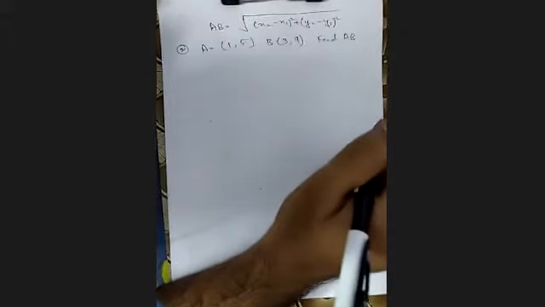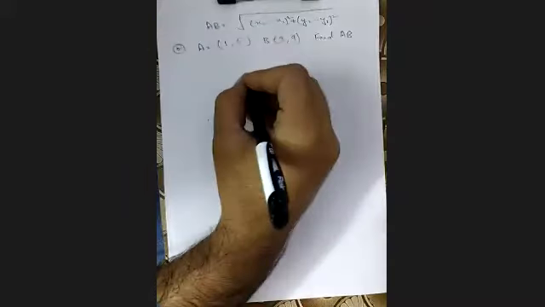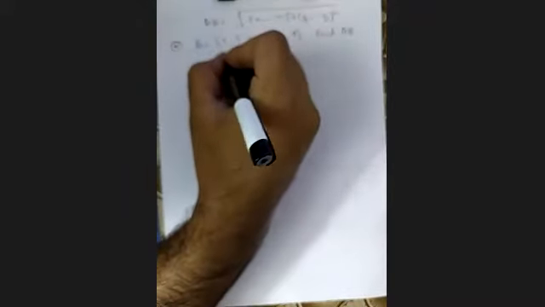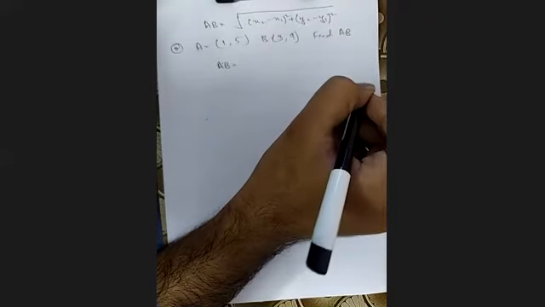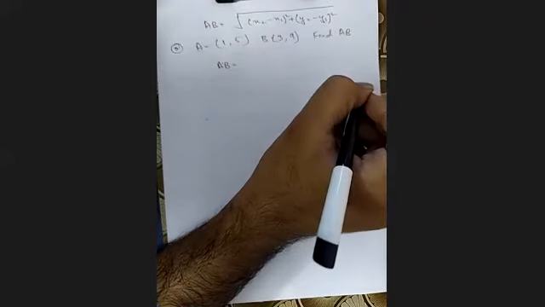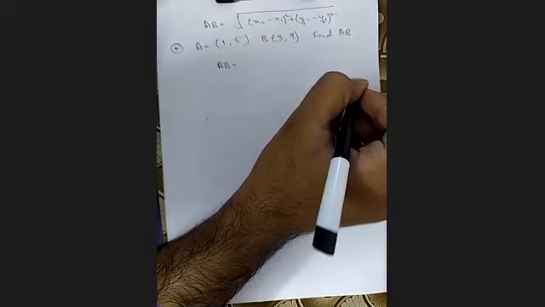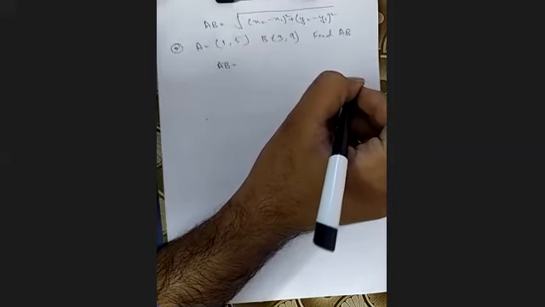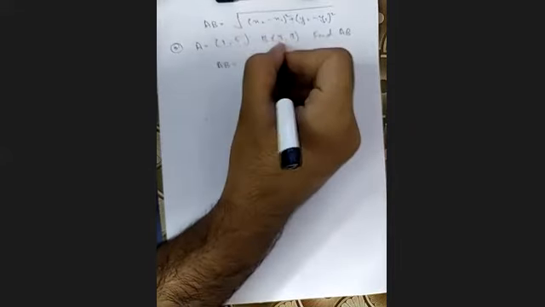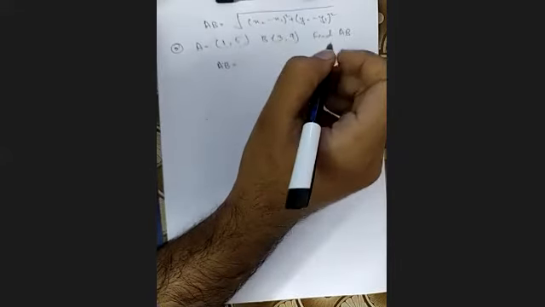Which formula should we use to find it? We have to use the distance formula, right? So apply the distance formula. AB will be equal to, what is x1? This is x1, this is y1. This is x2, this is y2. So what is x1? 1. So x1 is 1.